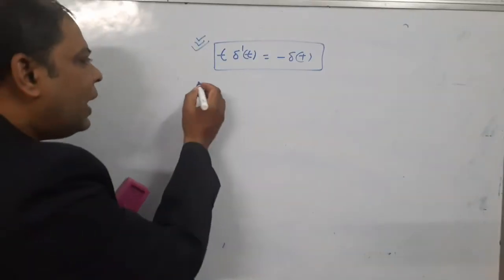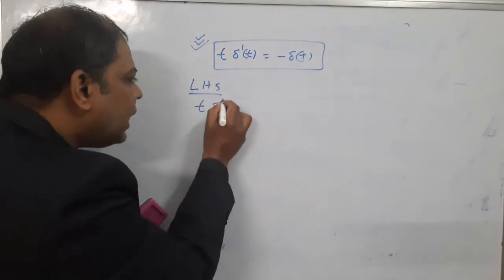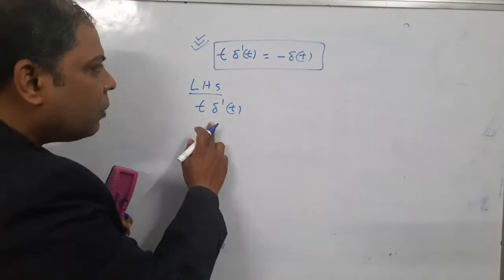It is very simple. Try to understand. So, let's take the left side, LHS. What is LHS? t del dash t. Now you have to use the product property. What is the product property?